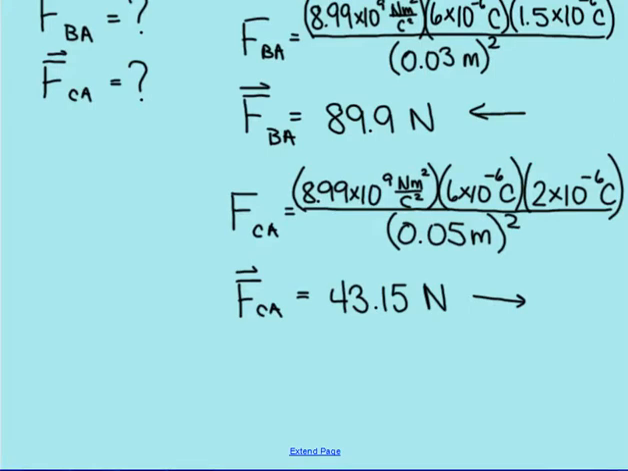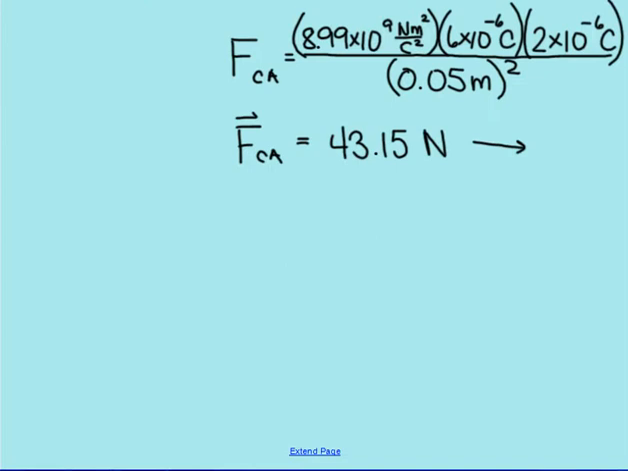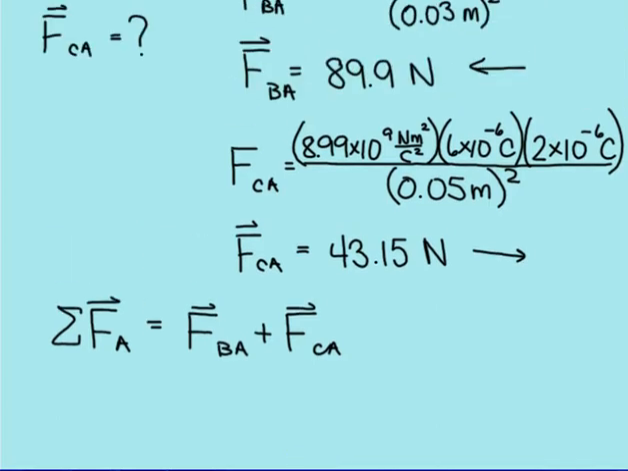My last step is to add together these two forces to get the net force on A. Now we know that when we add parallel vectors, we have to pay attention to their direction. Since they're parallel, I can use a negative sign to indicate pointed to the left. So I'll plug in a negative 89.9 newtons and a positive sign to indicate to the right, 43.15 newtons.